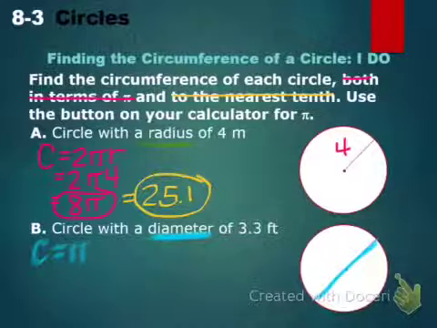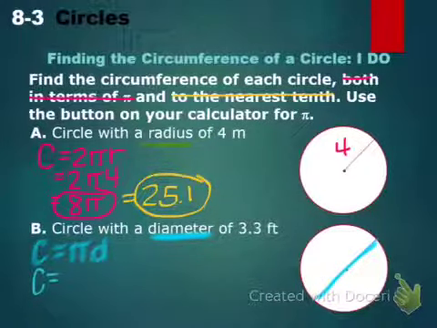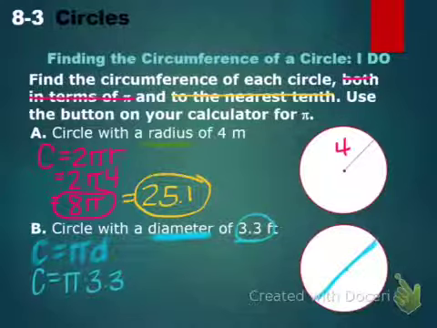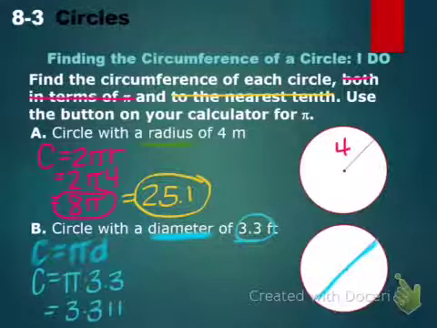I'm not loving this pen. So now I'm just going to do some substitution again. C equals pi times our diameter, this time is 3.3. So that one was very simple. It's 3.3 pi for our first answer in terms of pi.